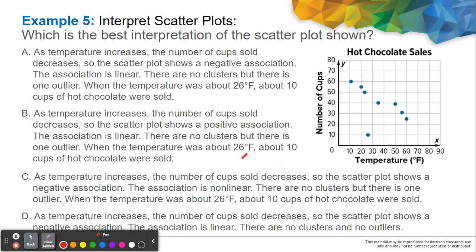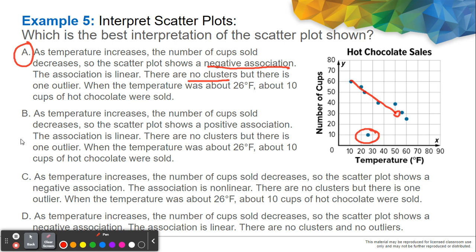So for this example, I hope your answer is A, because as you can see here, as our temperature increases, the number of cups sold decreases. So the scatter plot shows a negative association, because it's going down. The association is also linear. There are no clusters, but there is one outlier. This one is our outlier. When the temperature was about 26 degrees Fahrenheit, about 10 cups of hot chocolate were sold. So that is the best interpretation of this scatter plot.